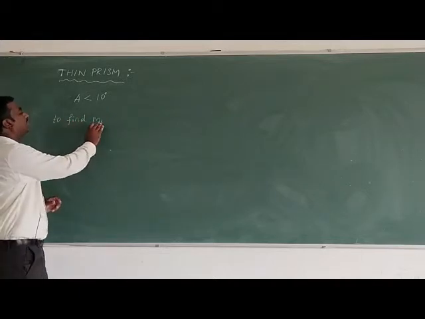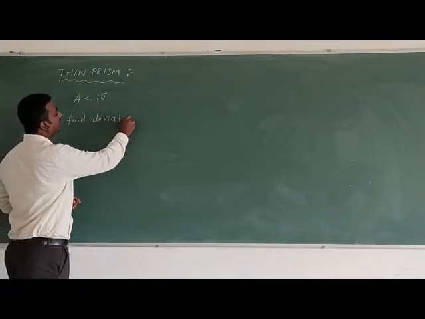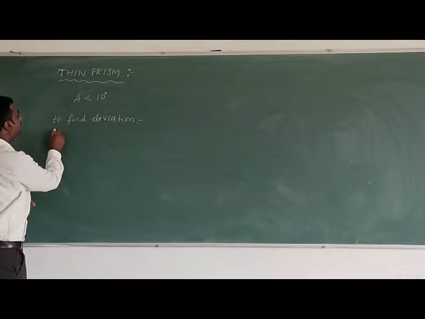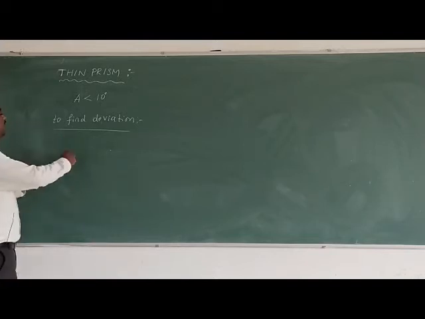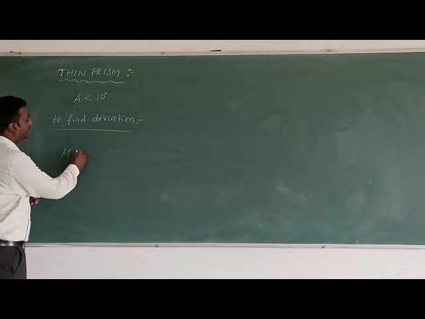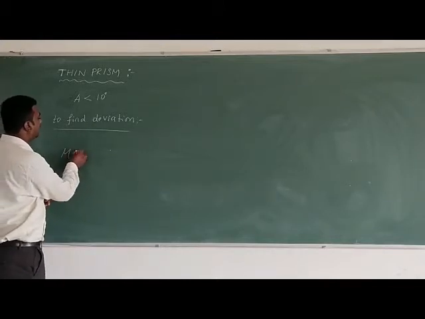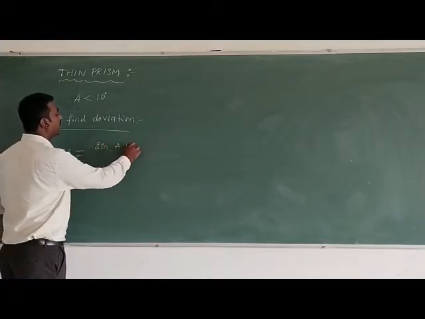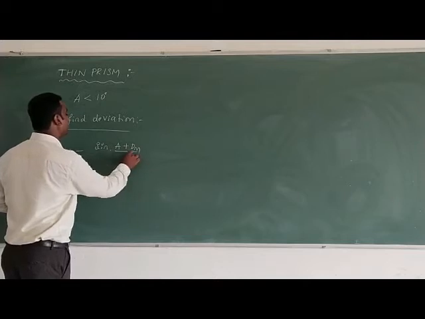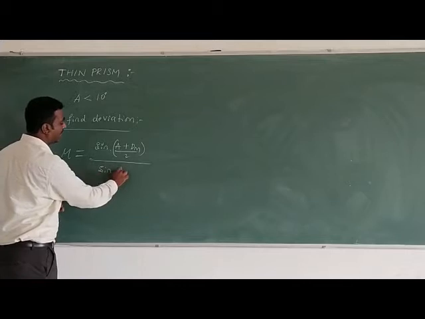Deviation. Okay, so to find deviation in this thin prism, this thin prism deviation depends on which factors? Now here in the case of prism we derived the formula: the refractive index of the material of the prism, mu, equals sine of (A plus dm) divided by 2, the whole divided by sine of A by 2.